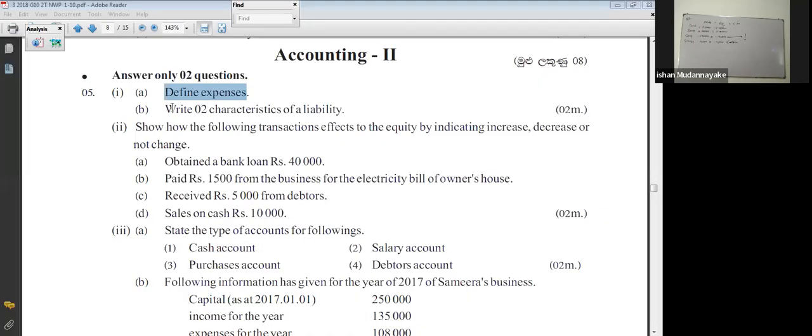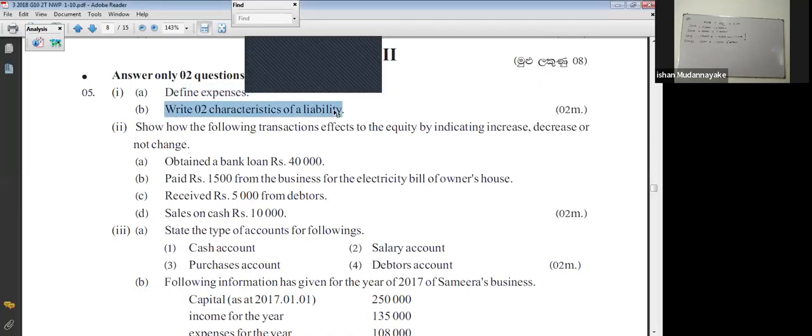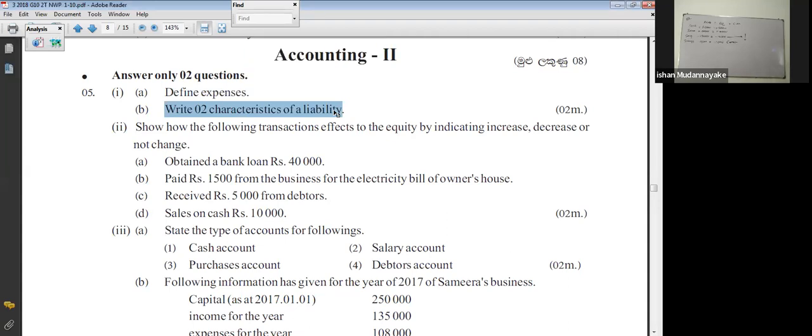Next question. Write 2 characteristics of a liability. It's a present obligation to be settled in future. Arose as a result of a past transaction. And then the next one, outflow of money in the future. Outflowing economic resources from the business when the settlement is made. Okay, right.